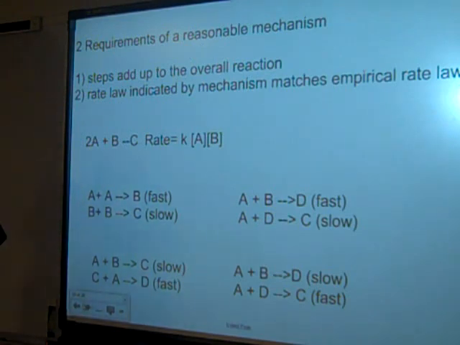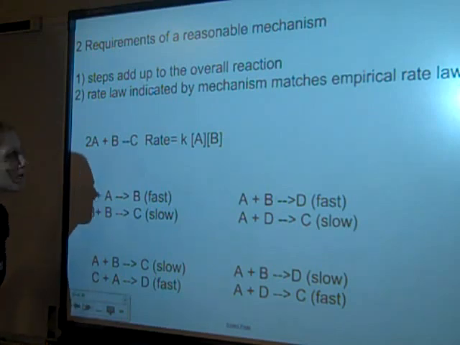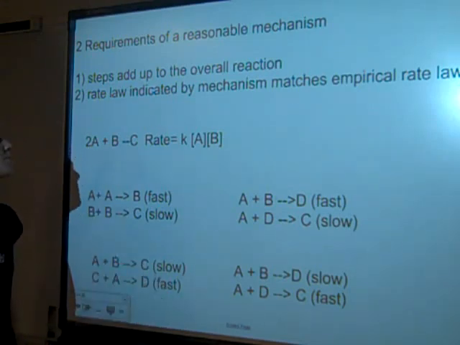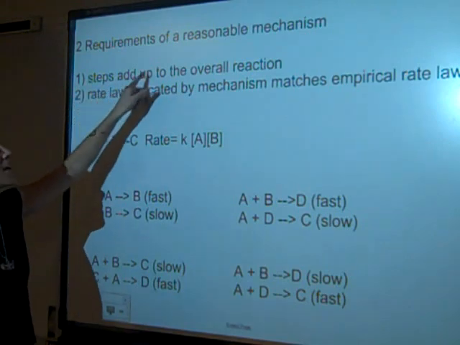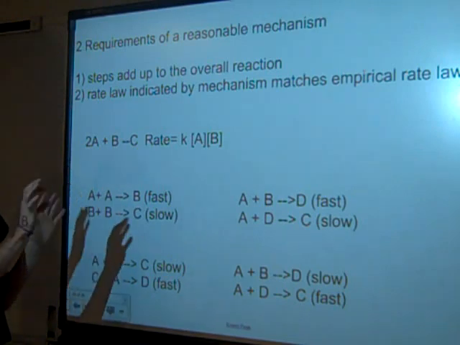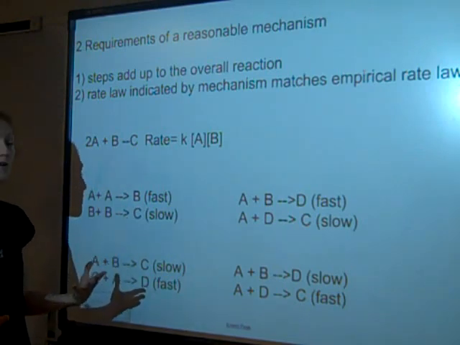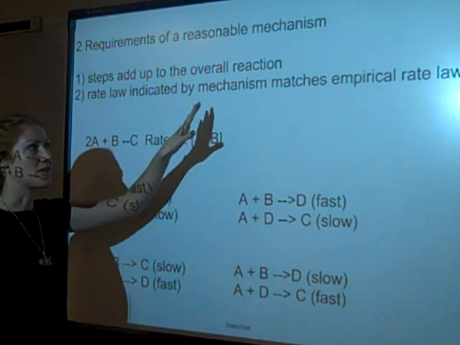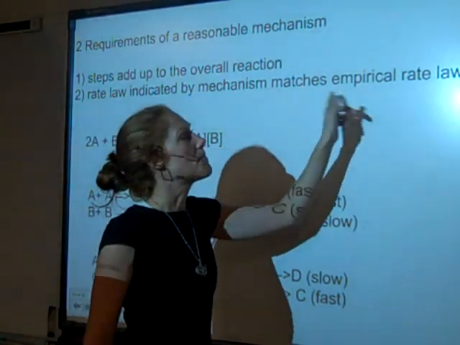Okay, so let's see what the requirements are of a reasonable mechanism. 2 requirements. If you say, I believe this is the mechanism of this reaction, you're going to need 2 things to happen. The first one is your steps have to add up to the overall reaction. Otherwise, how could that possibly be the steps that occur if they don't add up to the overall reaction? Second one, the rate law indicated by the mechanism has to match the empirical rate law.